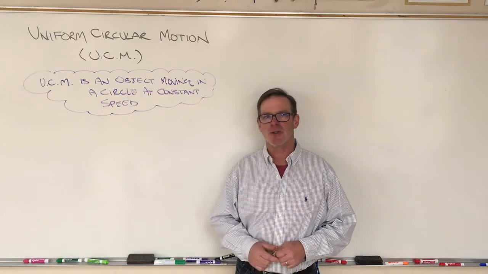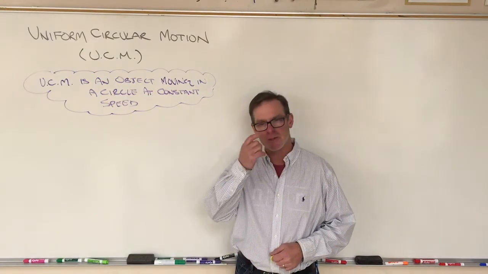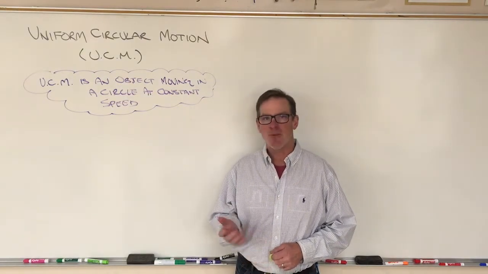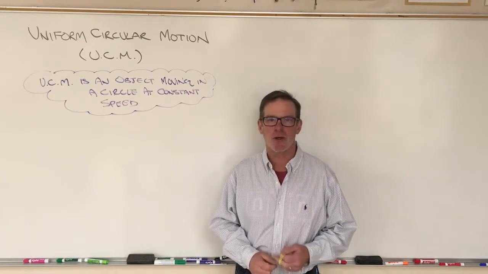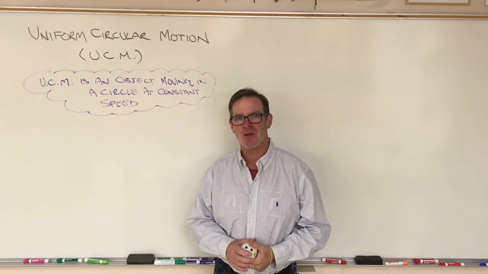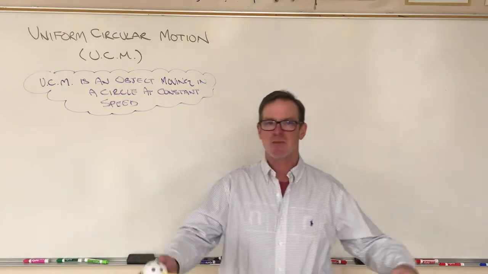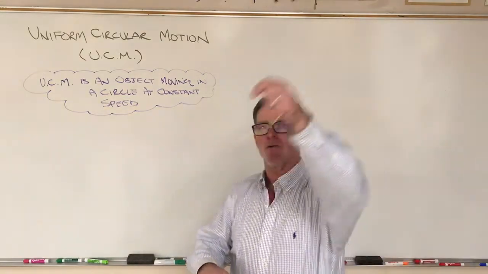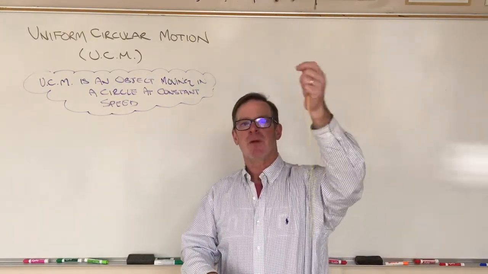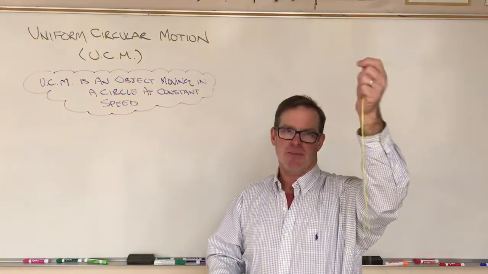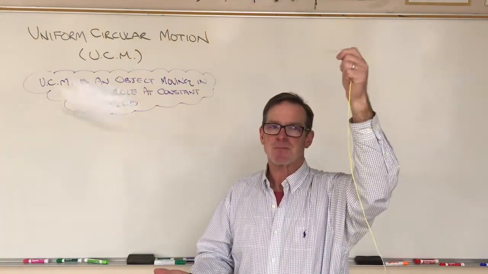I would like to talk to you a little bit today about uniform circular motion. In our book, it's chapter 10. It's called Circular Motion. Technically speaking, uniform circular motion is when an object moves around a circle at nearly constant speed, or at constant speed.